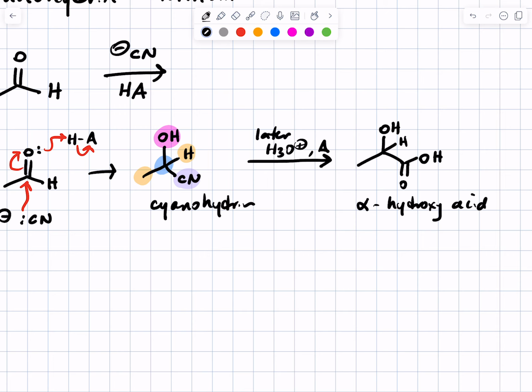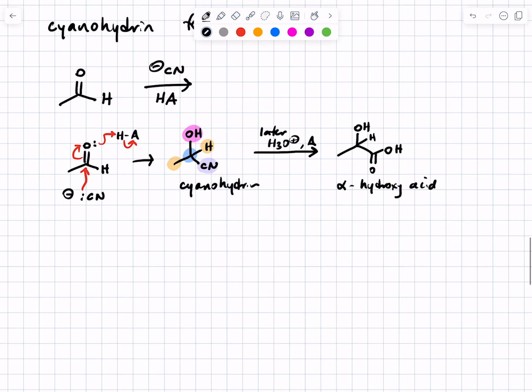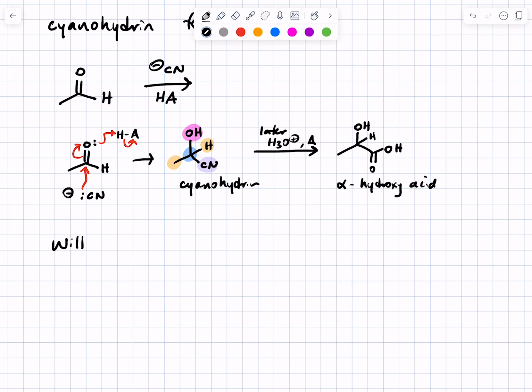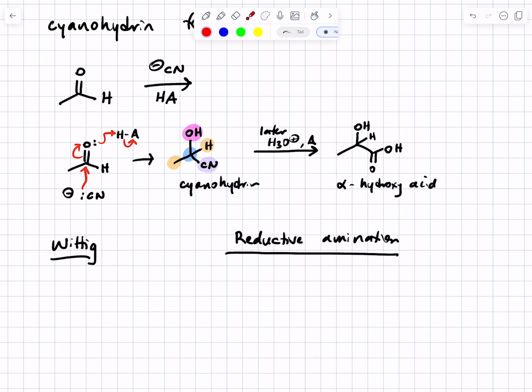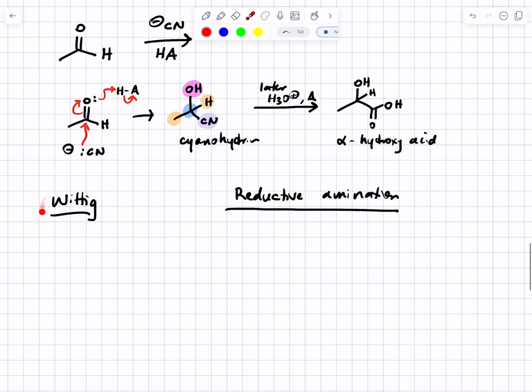So in any case, that's cyanohydrin formation. Now, there are two more things from chapter 13 that we didn't get to today. We have to do it next time. And those two things are the Wittig reaction and reductive amination. We're not going to spend a lot of time on either of these, but you should make sure that you spend a little bit of time reviewing the Wittig reaction before class on Monday. Okay, see you then.